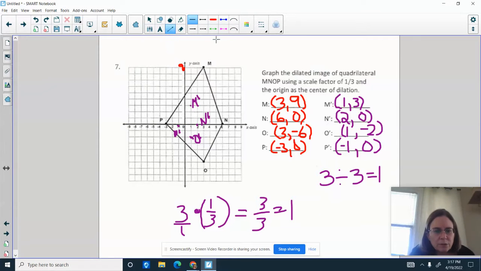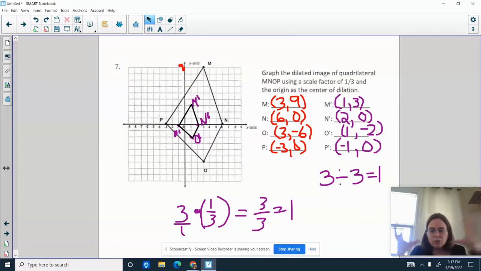Then I take a ruler or a straight edge and I connect my points. And when I do that, you get the same image. It's just shrunken down. It's just smaller now. It's 1/3 of the size. So that's an example of when you have a scale factor bigger than 1, your image gets enlarged. And this is an example of when your scale factor is between 0 and 1 and your image is shrunk. Thank you.